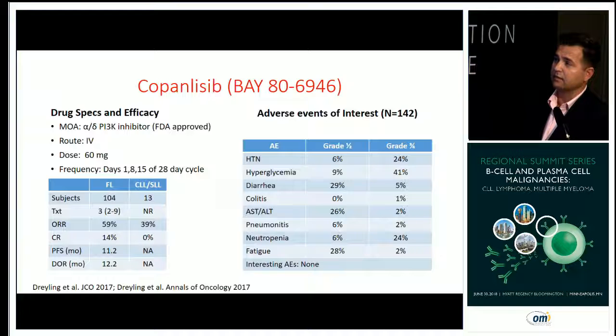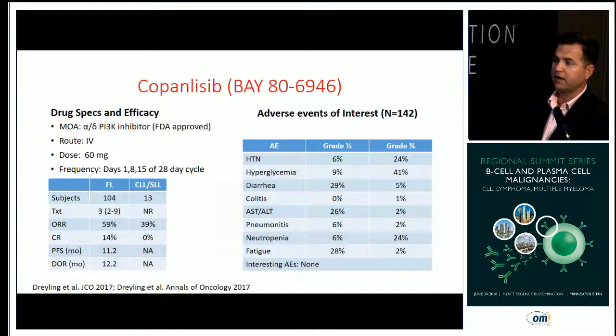So moving on to copanlisib, the mechanism of action again is an alpha delta inhibitor. This drug is FDA approved. The route has changed here. So this is an IV drug given at 60 milligrams, given on days 1, 8, and 15 of a 28-day cycle. It has been studied more extensively in follicular lymphoma where it has its FDA indication, but it also has been studied in CLL, SLL as a single agent.